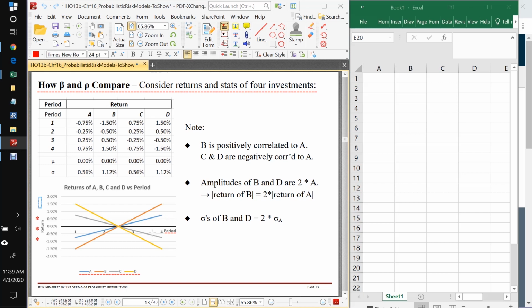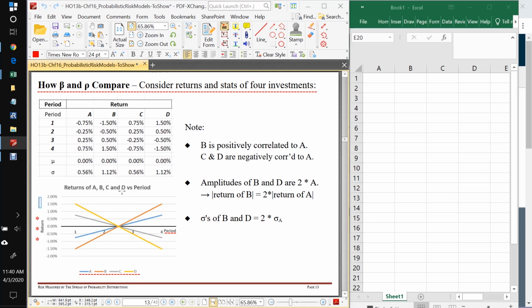And you see here that B looks just like A, except it's got double the amplitude, right? It's got that steeper slope. So when A is down, B is down more. When A is up, B is up more, A is up more, B is up even more, etc.